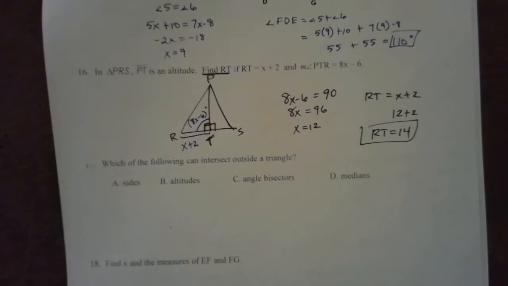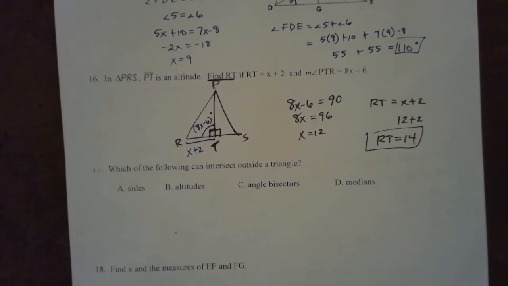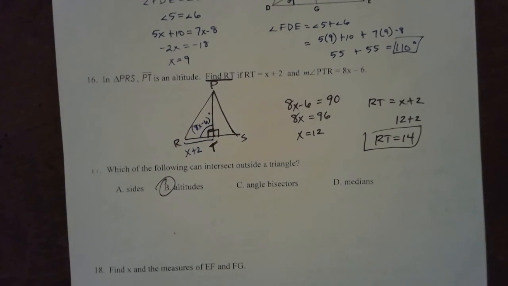All right, next up, number 17. Which of the following can intersect outside of a triangle? Okay, so we're looking at these. The sides are not all going to intersect outside of a triangle. In fact, all of the sides can't intersect at one point, or else we wouldn't have a triangle to deal with. The altitudes can intersect inside, on top of, and outside of a triangle. So let's check and make sure the other ones won't. Medians have to intersect always inside. Angle bisectors always have to intersect inside. So which can intersect outside of the triangle? That is just going to be the altitude.